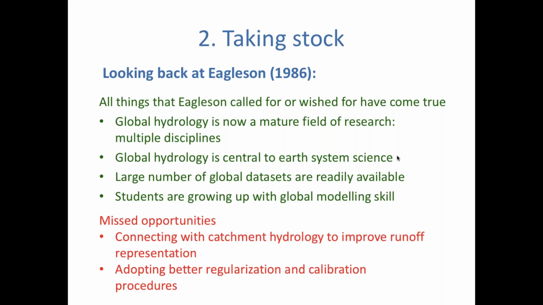But not all is well, because there were some missed opportunities. You see hardly any connection with the catchment hydrology community. We had this decade of PUB, prediction in ungauged basins, where people were looking at new runoff generating processes, trying to understand which process was most important. The global hydrological community was hardly connected to that. The same PUB community also did a lot in model identification and model calibration using sophisticated Markov chain Monte Carlo methods, and also regularization methods, and these were hardly used in the global hydrological community. So there's still a lot to do here.